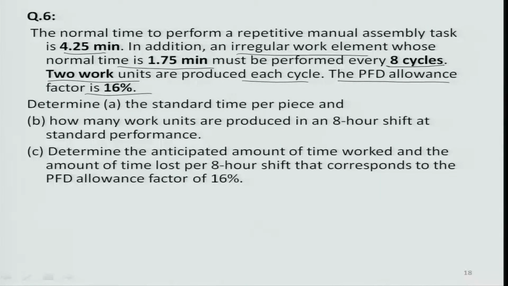So we have to calculate the standard time per piece, and how many work units are produced in an 8-hour shift at standard performance. Then determine the anticipated amount of time worked and the amount of time lost for an 8-hour shift that corresponds to the PFD allowance factor of 16%. First we will calculate A and B, then we will move to the C part.